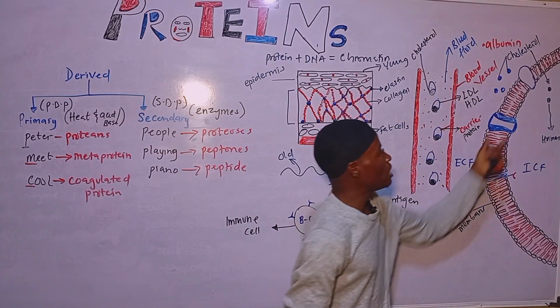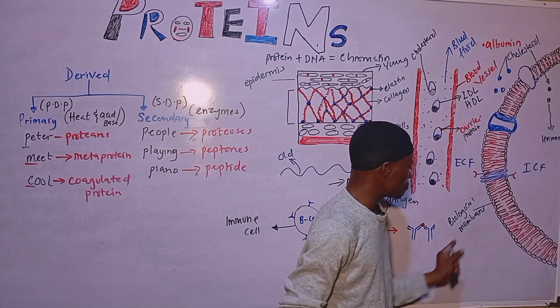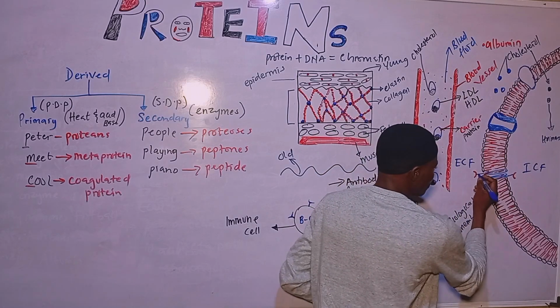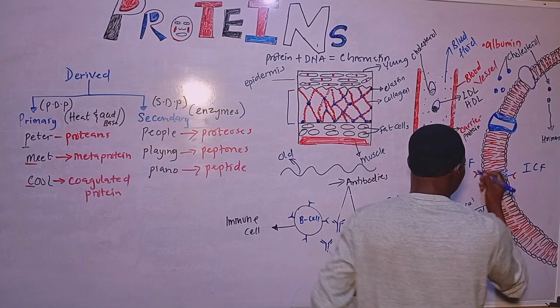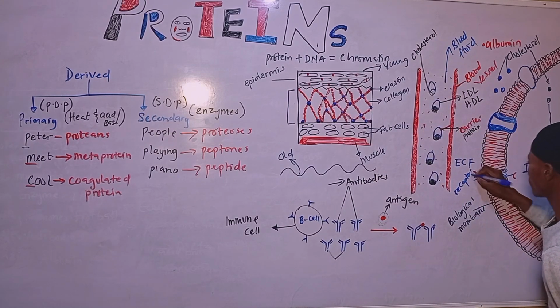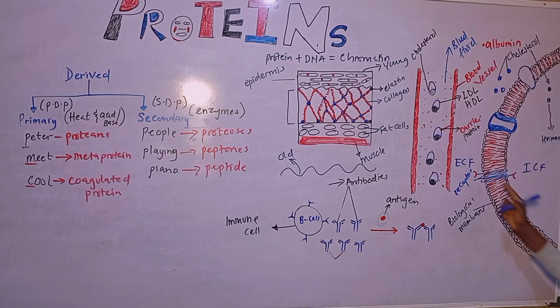Is what? Extracellular, and everything that you are seeing here is what? Biological membrane, right? So what really happens is that this particular transmembrane protein can function as a receptor, right? Receptors. And do you know what this means? This protein is functioning as a receptor.